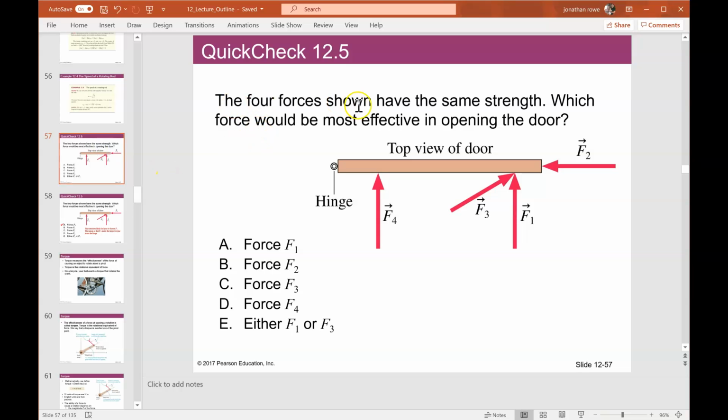Quick check. The four forces shown have the same strength. Which force would be the most effective in opening the door? Here's the hinge. Which force is going to be the most effective opening the door? You probably have a good intuition about this. It's going to be F1.